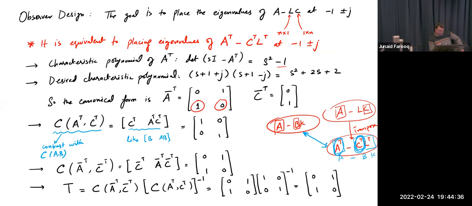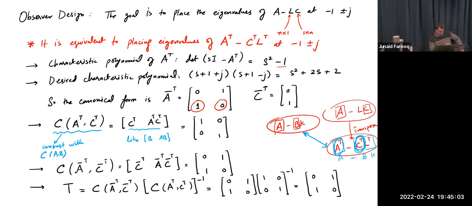Okay, and the next step. Previously we used to do controllability of A and B, but now we are going to do controllability of A transpose and C transpose. And by definition of controllability, it's going to be this vector here, C transpose, and then A transpose times C transpose. Just like we did B and AB.